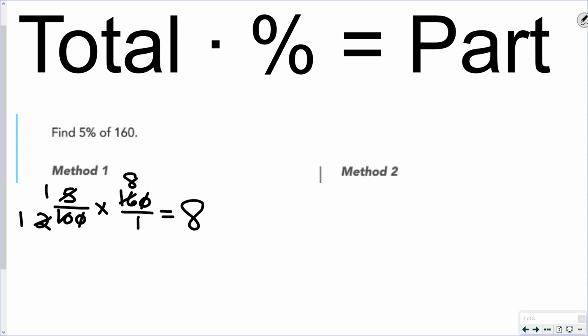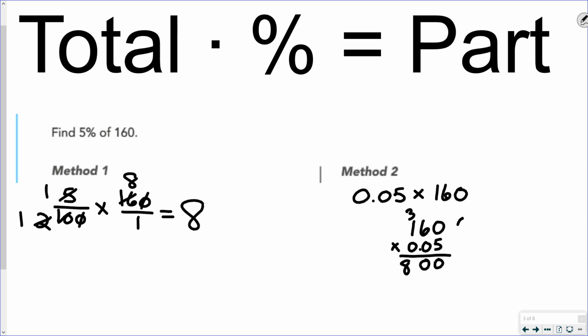Our second method would require us to turn that percentage into a decimal. So 5% would be 0.05, "of" means times 160. So we can rewrite this to make it a little bit easier for us. 5 times 0 is 0. 5 times 6 is 30. 5 times 1 is 5, plus 3 is 8. There are no digits here after the decimal point, 2 digits there, for a total of 2 digits after the decimal point. So once again, our answer is 8.